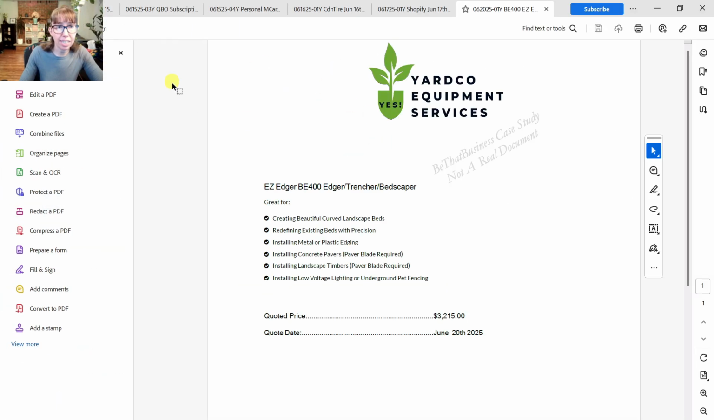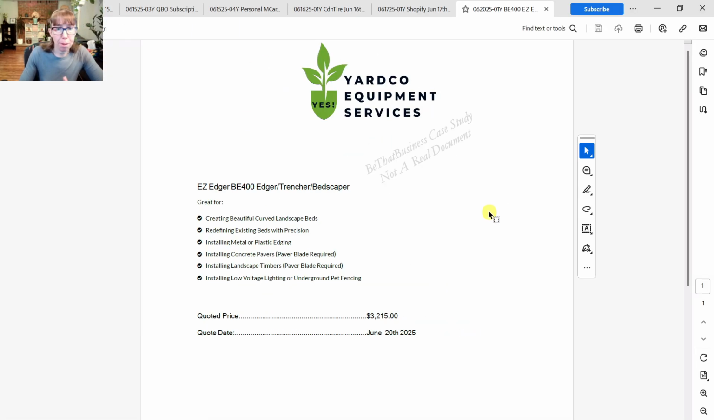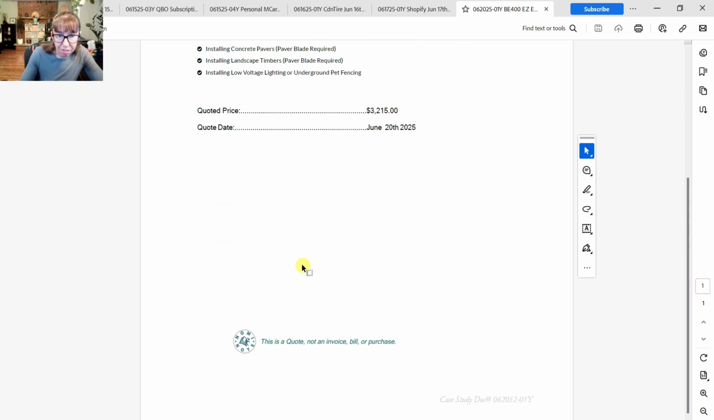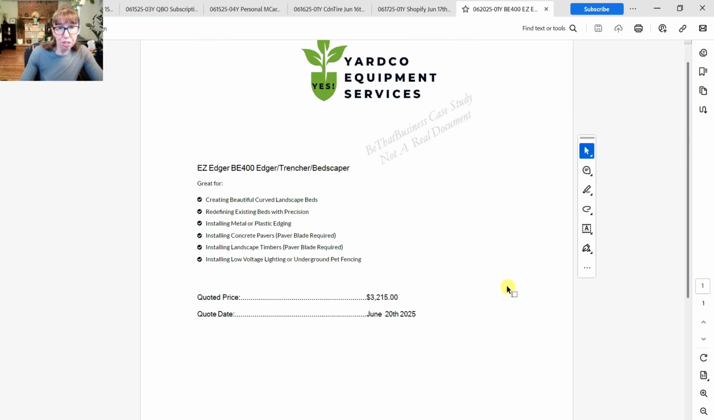Let's see what this is. So this is not a bill. This is not an invoice. There's no charge. In fact, my note says this is a quote, not an invoice, bill, or purchase. So basically, Sarah is submitting to the bookkeeper a quote for something that may or may not be purchased in the future. Now, these are important to keep because they might be clues in the future, right?